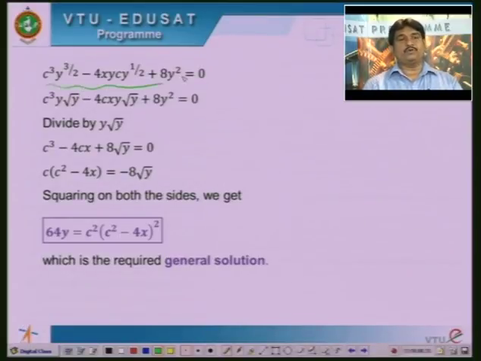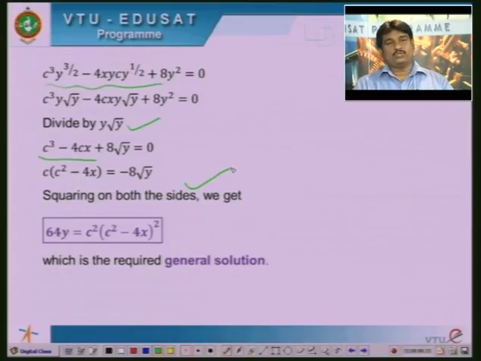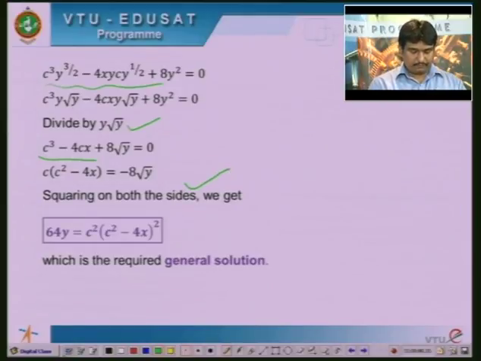c cube into y to the power of 3 by 2 minus 4xy c into y to the power of half plus 8y square equals 0. Simplify this. After dividing throughout by y root y, we get c cube minus 4cx plus 8 root y equals 0. Take c common, then it is c into c square minus 4x equals minus 8 root y. If you want, you can square it to get 64y equals c square into c square minus 4x the whole square. This is the general solution of the given differential equation.